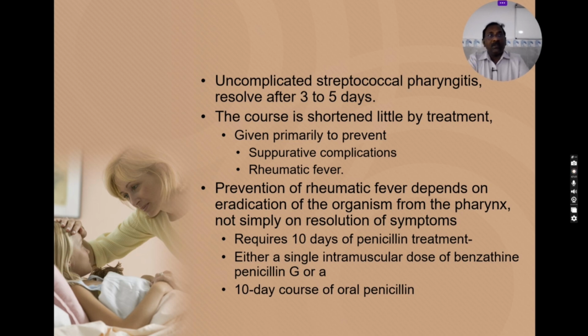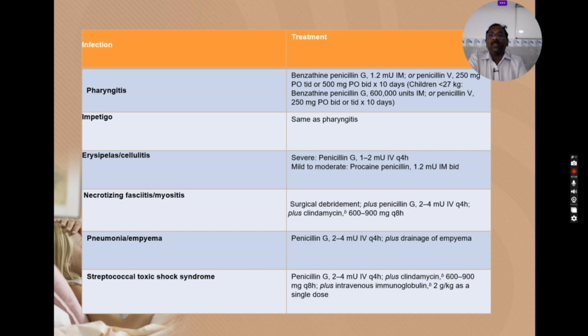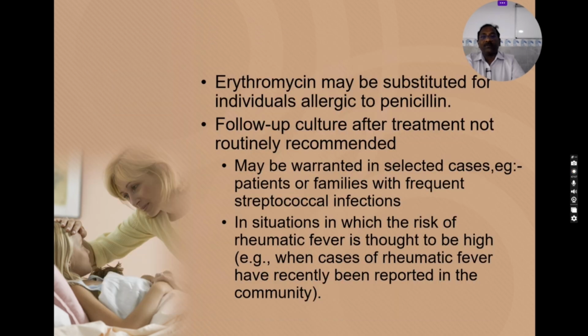But most of our patients don't take the 10 day course. Maybe 2 days, 3 days, 5 days, when they are asymptomatic, they stop taking it. So that is the cause of post-streptococcal acute rheumatic fever or glomerulonephritis. So these are the different organism infections: pharyngitis, impetigo, erysipelas, cellulitis, necrotizing fasciitis, myositis, pneumonias, empyemas, streptococcal toxic shock syndromes. The antibiotics are mostly the penicillins, or clarithromycin or azithromycin, or the cephalosporins.